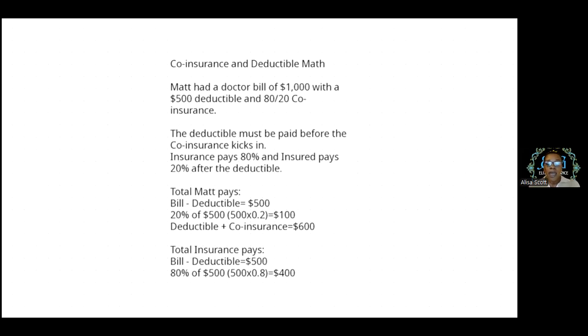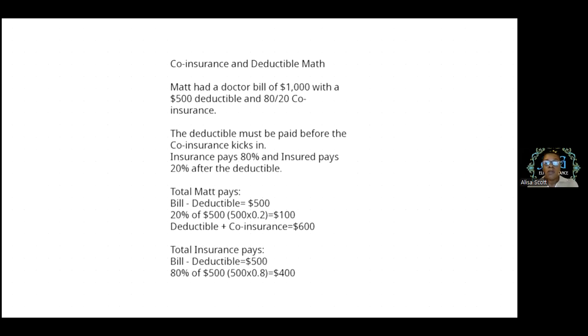So if the question asks, what's the total that Matt would pay? You're going to take the deductible, which is $500, and add his co-insurance responsibility, which was $100. Those two together equal $600. If the question asks, what's the total that the insurance company is going to pay? You're going to take the bill, once again $1,000, minus Matt's deductible, which is $500. That leaves you with $500. In the co-insurance split, they are responsible for 80%. So it's going to be 80% of 500, or on a calculator, 500 times 0.8, which equals $400.